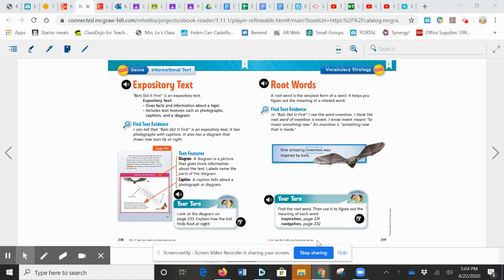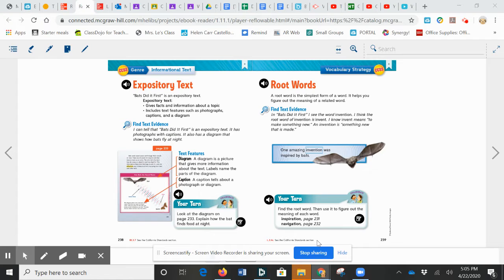And very often, when you're reading expository text, you will see a number of text features, which again, we talked about earlier in the year this year, but let me jog your memory. Text features are things like photographs, illustrations, captions, diagrams, maps, bold words.